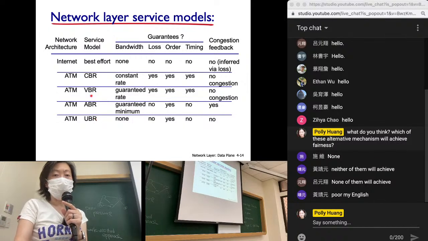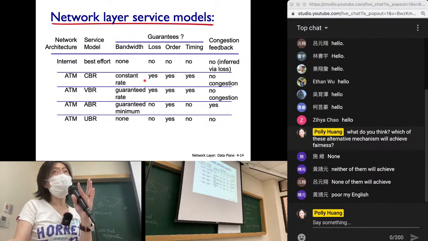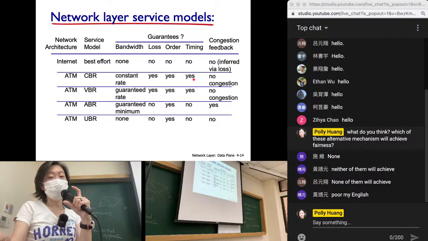CBR, very straightforward, constant bitrate service. In this service, we guarantee some bandwidth, that constant bitrate. Do we guarantee loss? Well, if the data is within that constant bitrate, yes. Packets will definitely arrive in order because there's a circuit built. Therefore, in ATM, packets will always arrive in order. Timings, yes, if the data transmission is within this constant bit rate and there's no congestion.